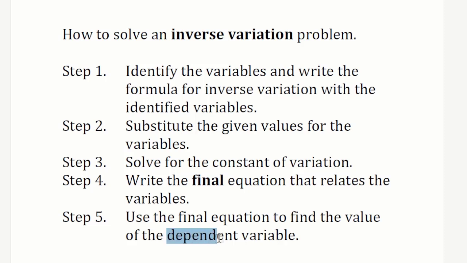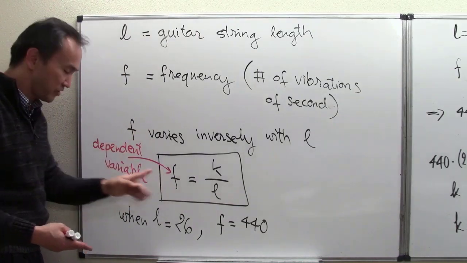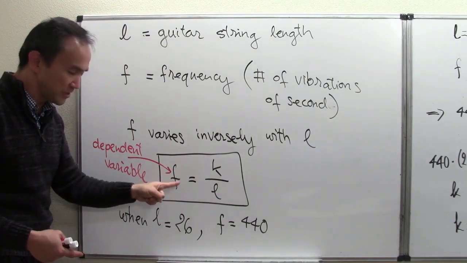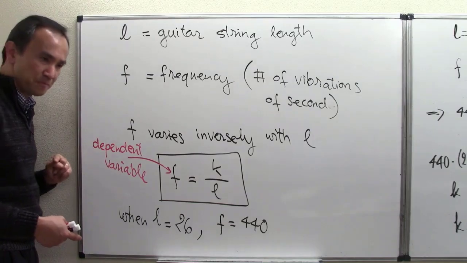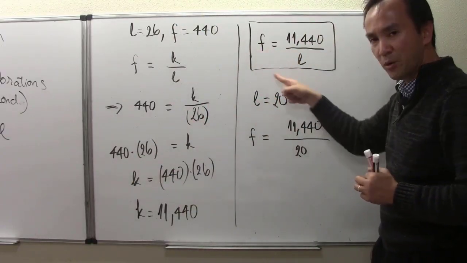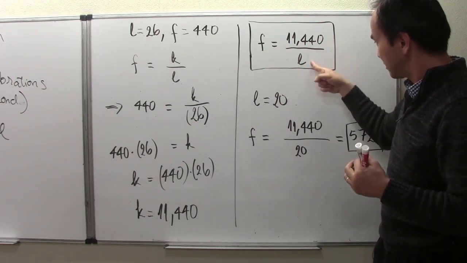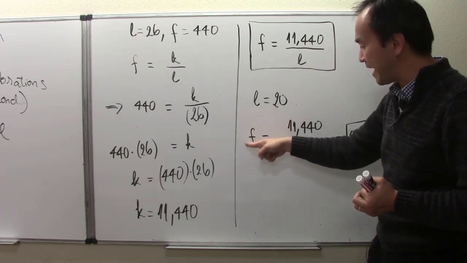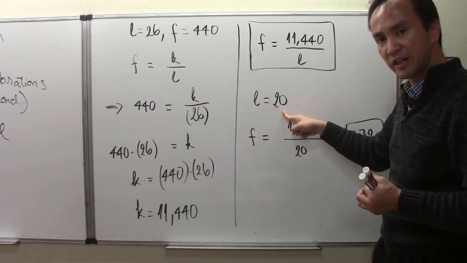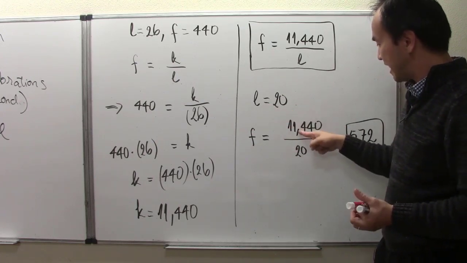That's the reason why I introduced the term dependent variable. F in our equation, in this relation representing our inverse variation, is referred to as the dependent variable. With the final equation, F being our dependent variable, and L being part of the problem, we find the value for the dependent variable by substituting another given value of our variable L into the complete equation.